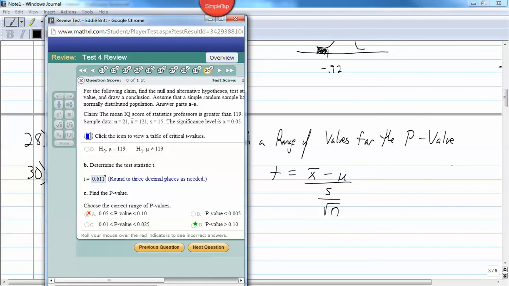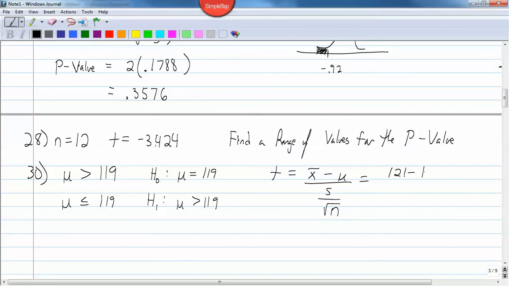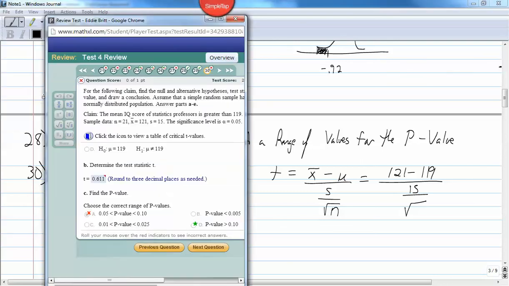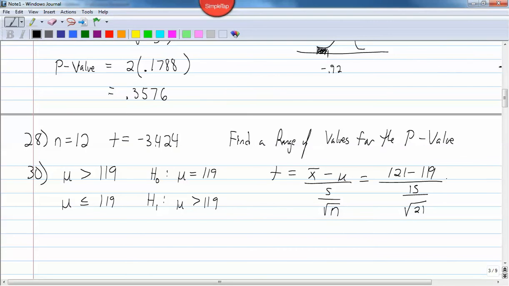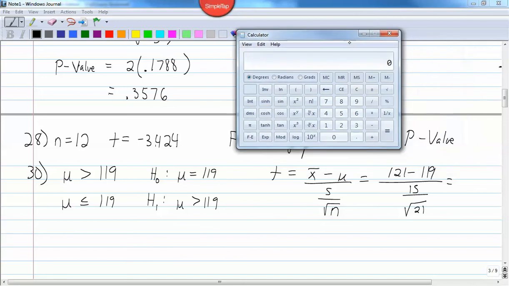And then our mu here, our claim, that's going to be 119. So 121 minus 119 over, S was 15, so it's over 15 over the square root of our n, and our n was, let's see, 21. All right, so I'll do that in my calculator here. 121 minus 119 is 2.